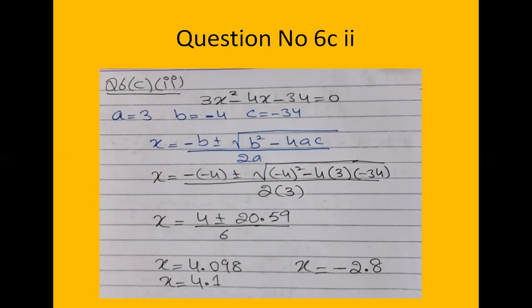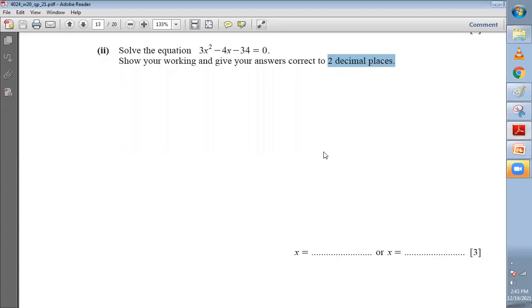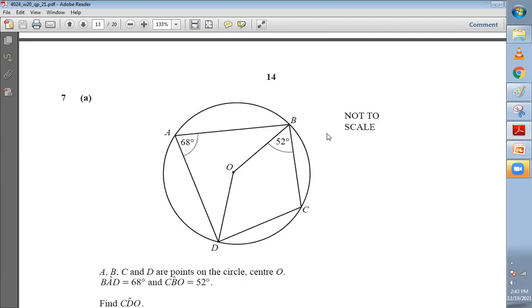4.098, which is 4.1. And the next thing is 4 minus 20.59 equals, divided by 6 equals, and that will be minus 2.8. So this is how you write the answer; I have written it to 1 decimal place. If you have your calculator with you, you can write the answer up to 2 decimal places. So this is how you do question number 6C, its second part, which I think was a 3 marks question.